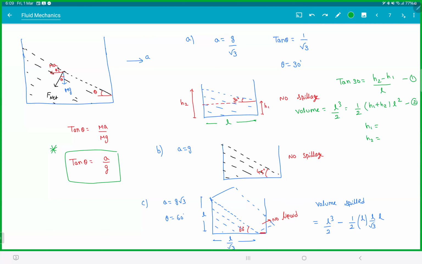Do have a look at this question. Any doubts on this? Anyone not convinced with this, please ask. Again, I didn't teach you anything, only one concept. Net force should be perpendicular to the surface.